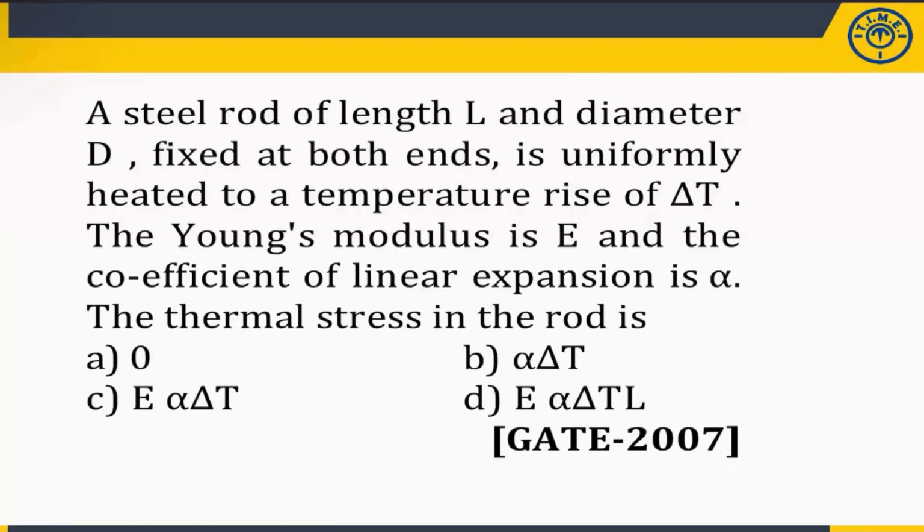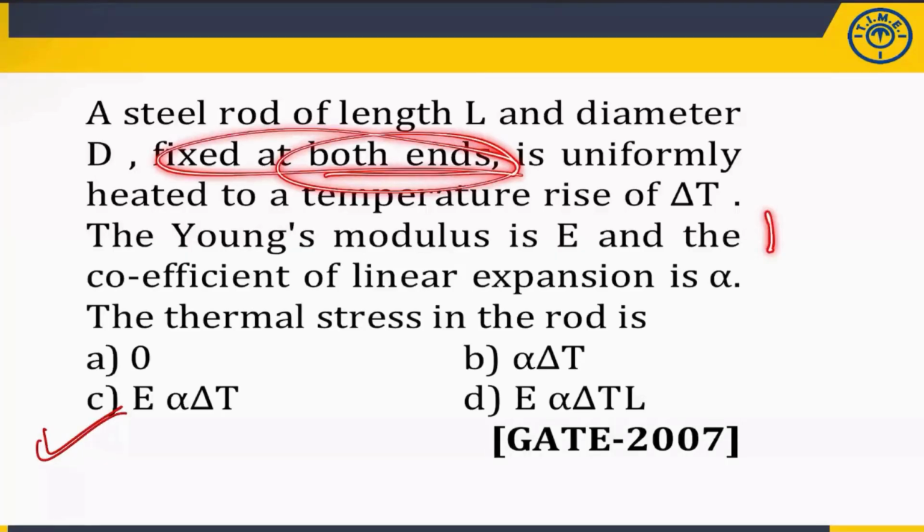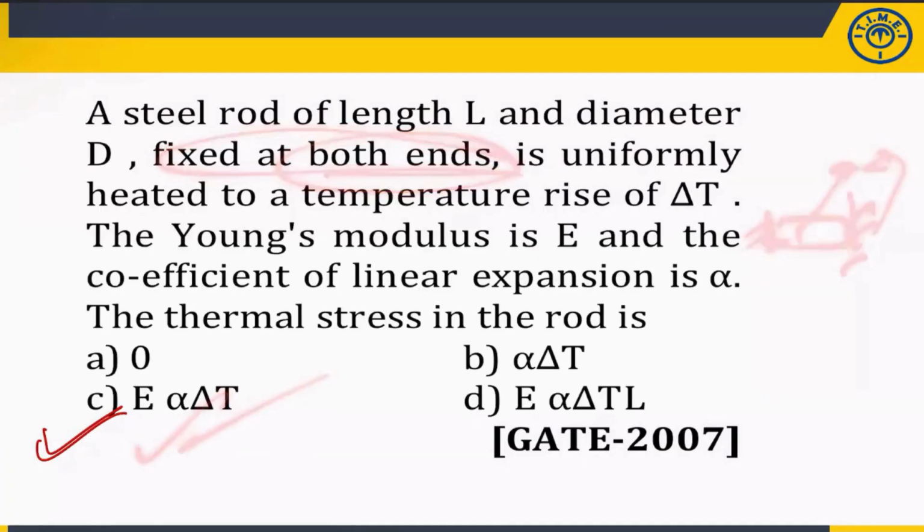Sir, basically the formula of thermal stress in the rod is E alpha delta T, sir. That is the correct answer. A steel rod of length L, diameter D, fixed at both ends. So this is the first case, no? When you are increasing the temperature, what is the thermal stress?